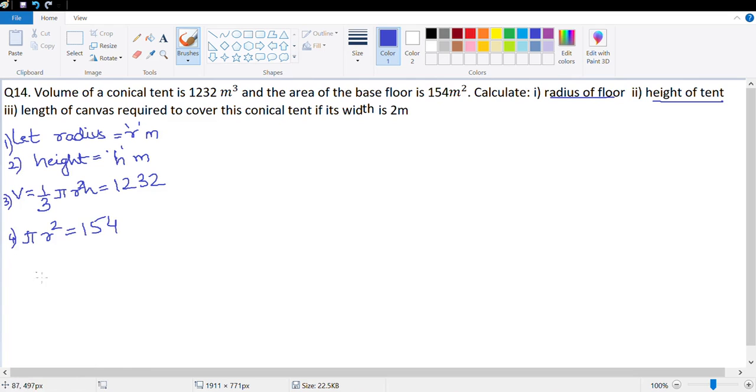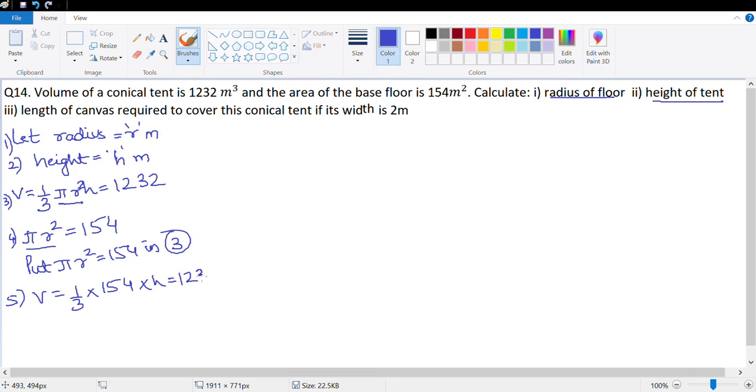So let's put pi r square here in 0.3. So put pi r square is equal to 154 in 3, and we get V is equal to 1 by 3 into 154 multiplied with h is equal to 1232. Right, so that will first give us the h.